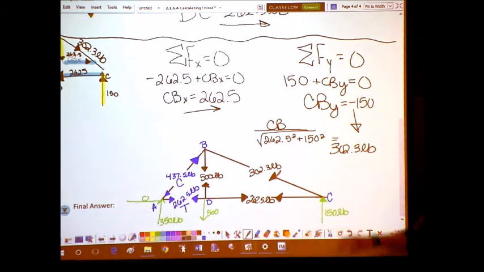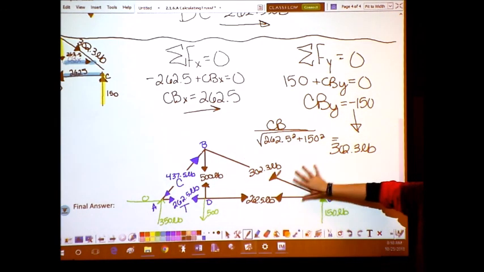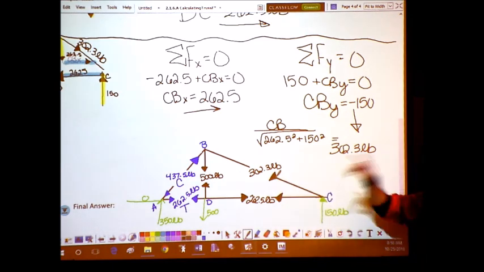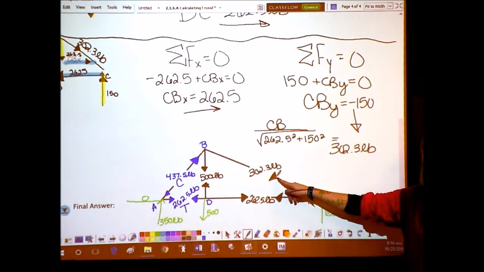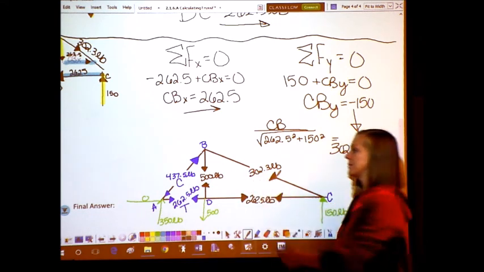Remember, this is what we were focusing on. We weren't up here. We weren't at this portion up here. We were all down here. So if this is pointing at C, how's this one up here going to point? At B. At B.